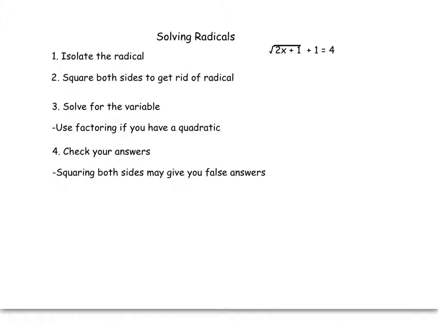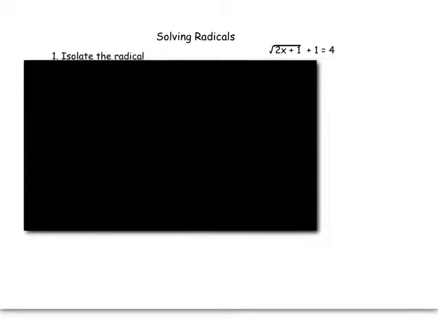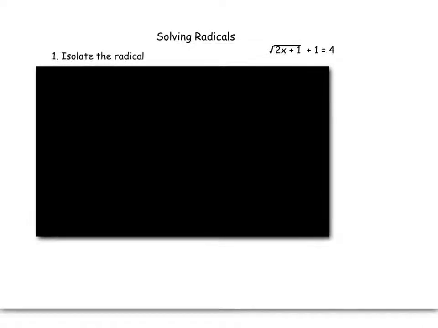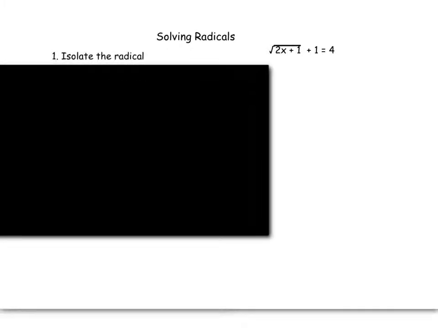So now that you know how to work with some of the different operations with radicals, we're going to see if you can use that to solve. So your first step is to isolate the radical. So get it all by itself. Alright? So we're going to do that with this problem right here. We want this by itself. Everything else on this side needs to move, which is that positive 1. Square root of 2x plus 1 equals, if we subtract 1 from both sides, 3.